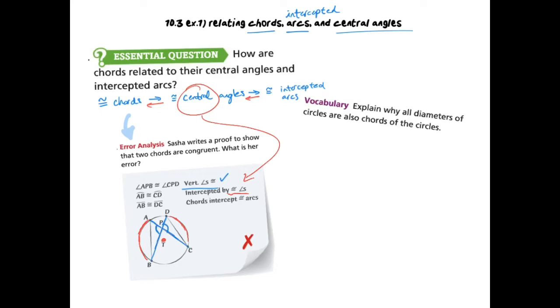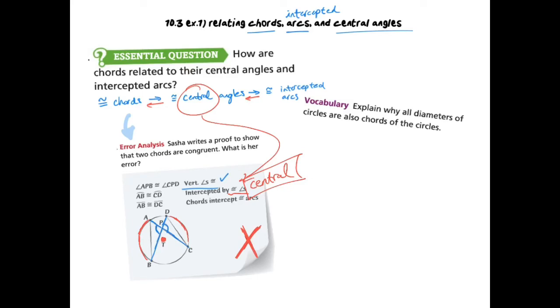So Sasha, I'm sorry, dude. You tried. You were almost good. But that is incorrect. They need to be intercepted by congruent central angles. If you would have said that, I think you would have been correct. So, Miss Sasha, you were close. Sorry, Sasha. They needed to be on the center for that to be true.